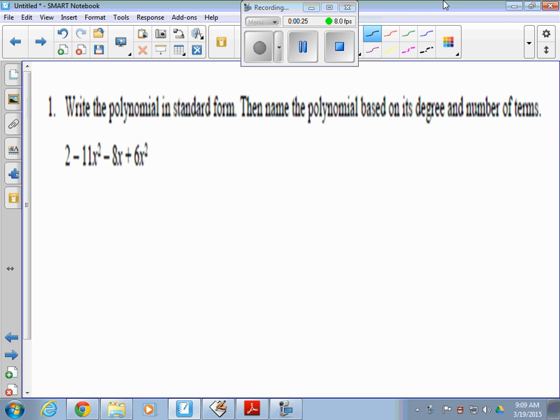So this first one says 2 minus 11x squared minus 8x plus 6x squared. First off, this one's unlike some of the examples we looked at because there's two of them that you need to combine here because there's two x squareds. So we can combine those two. Negative 11 and positive 6 is negative 5x squared. The next biggest degree is the x to the first power, negative 8x, and then positive 2 is last. Now it's in standard form.